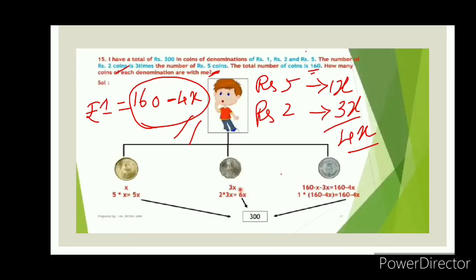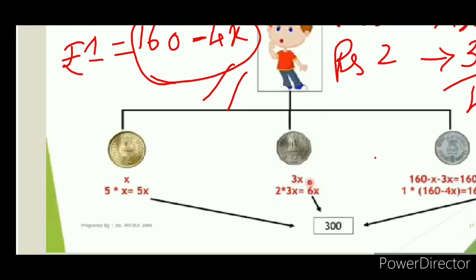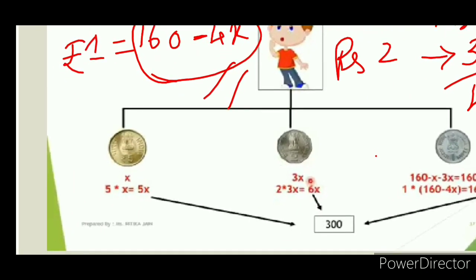Now look at this picture. X, they assumed 5 rupee coin. So x number of coins. Next step, what should we do? We should find its value. So number of coins, its value. Number of coins is x. Its value is 5 rupee. 5 into x, 5x. Right?